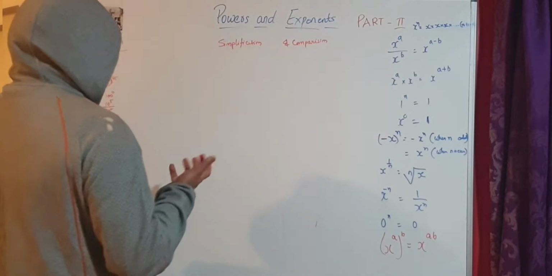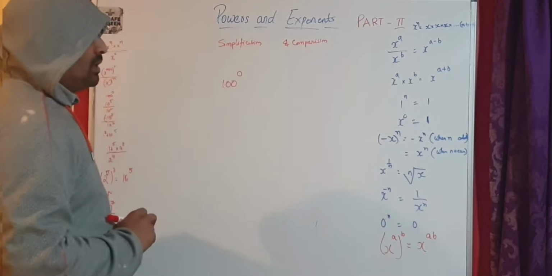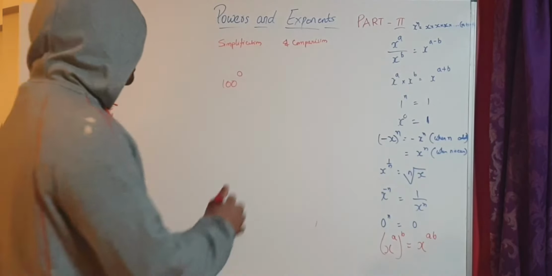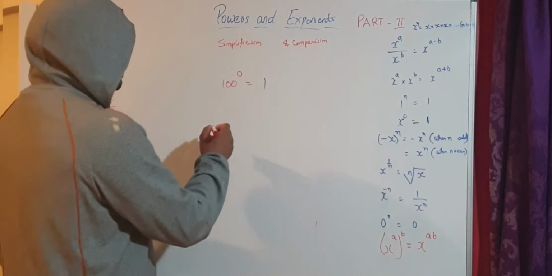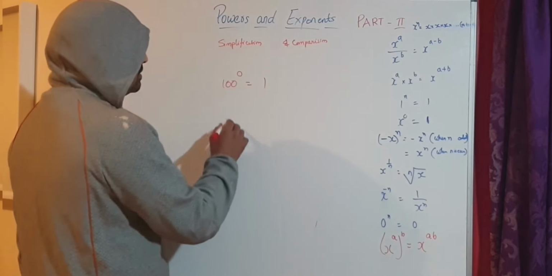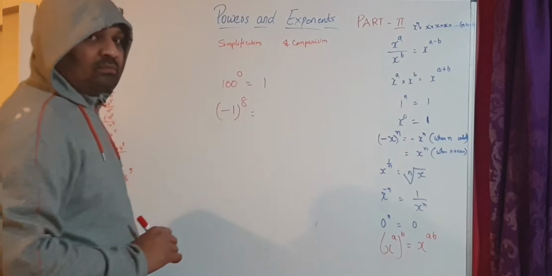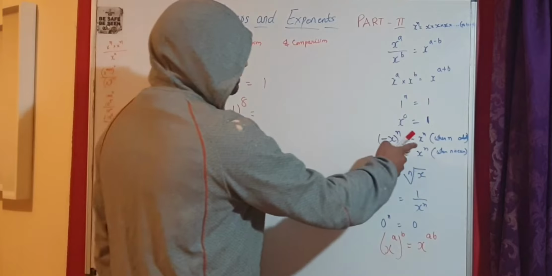So you may be asked to find out what is 100 to the power of 0. Again, the same formula that you can apply: x to the power of 0 is equal to 1. That's how they can ask you to find out the value of 100 to the power of 0, and similarly, minus 1 to the power of 8, what is the value of this one. So which formula are you going to apply? Yes, you can apply this one.